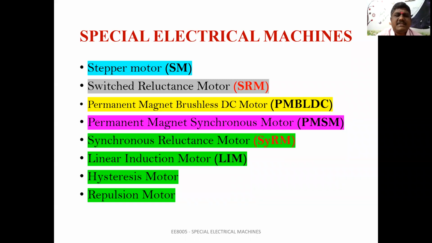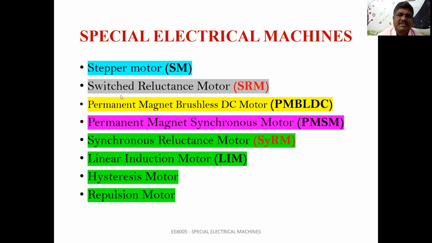If you make some changes in a particular electrical machine, for example, the one I have colored in yellow, the permanent magnet brushless DC motor, that is PMBLDC. This means I'm taking a normal DC machine and making changes inside it. I'm going to insert a permanent magnet and also remove the brush. So it is named the brushless permanent magnet DC motor.